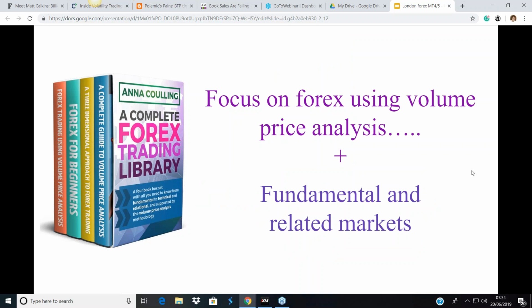But with forex, we don't just look at the technical analysis, which is the VPA. We also look at the fundamental and related markets. It's what David and I have called a sort of three-dimensional approach to forex trading, although this 3D approach is applicable to other markets as well. And I suppose to that, we perhaps need to add a fourth dimension, which is politics, but it's all explained in the books.